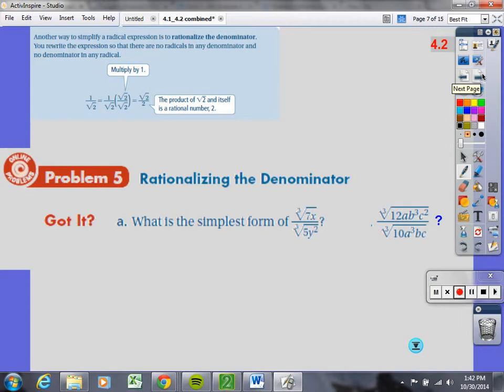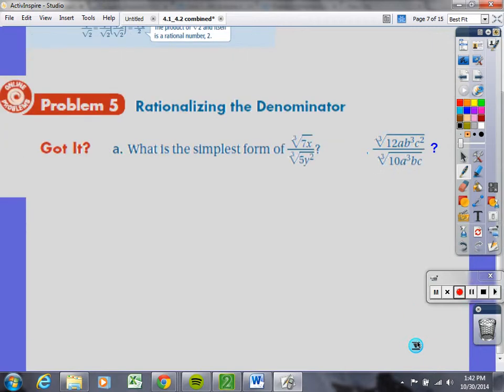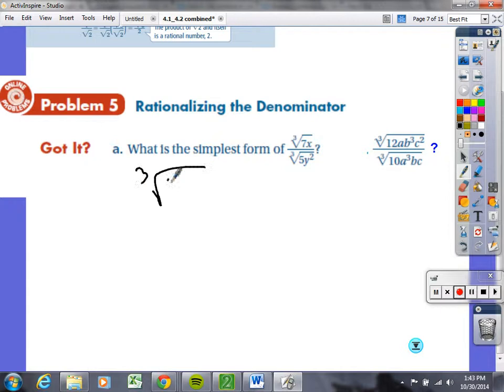Okay, so now we're rationalizing, like this one right here. With that being said, can 7x and 5y squared reduce? They can. So I have the cube root of 7x over the cube root of 5y squared.